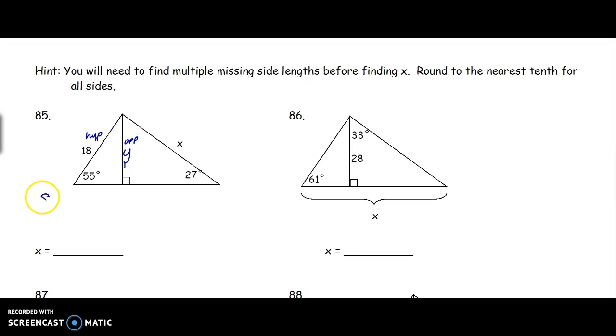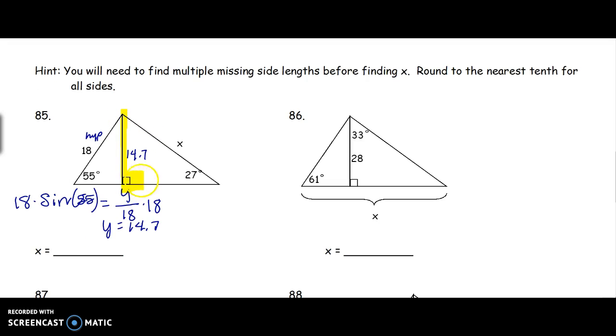So here we're going to use the sine. The sine of our reference angle, 55, is equal to our opposite over our hypotenuse. So again, 18 is in the denominator. So let's multiply. 18 times the sine of 55 gives you 14.7. So we're going to replace that one piece with 14.7.